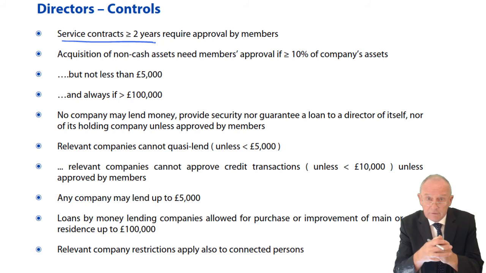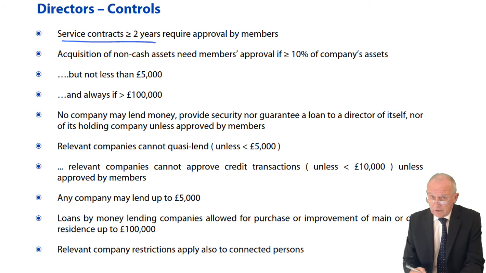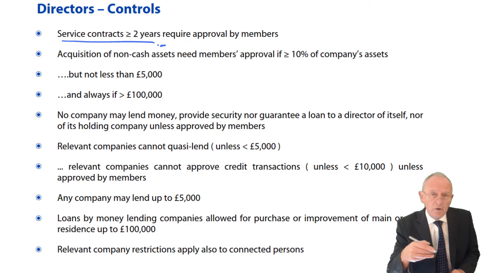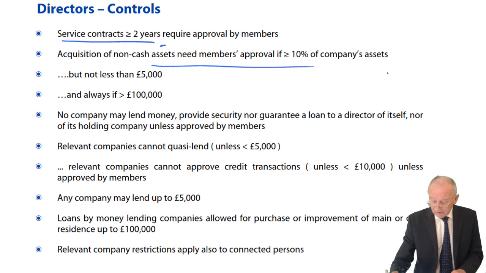For some of these directors, 1 year's salary is in the hundreds of thousands, and in one or two cases, it's actually a seven-figure sum. But service contracts, anything greater than 2 years requires approval by the members, and certainly there should not be redundancy pay greater than 12 months' salary. Acquisition of non-cash assets needs members' approval if it's greater than 10%, but if it's less than 5,000, nobody cares.